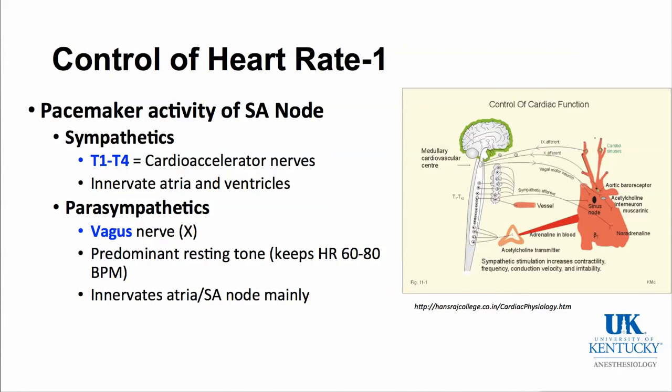The pacemaker activity at the SA node is controlled by the sympathetic and parasympathetic nervous systems. The sympathetic nervous system via the cardioaccelerator nerves from thoracic 1 through thoracic 4 innervate the atria and the ventricles. The parasympathetic nervous system via the vagus nerve innervates the atria and the SA node mainly. The predominant resting tone is via the vagus. So it's like we constantly have a brake on the heart and keeps the heart rate at 60 to 80 beats per minute.